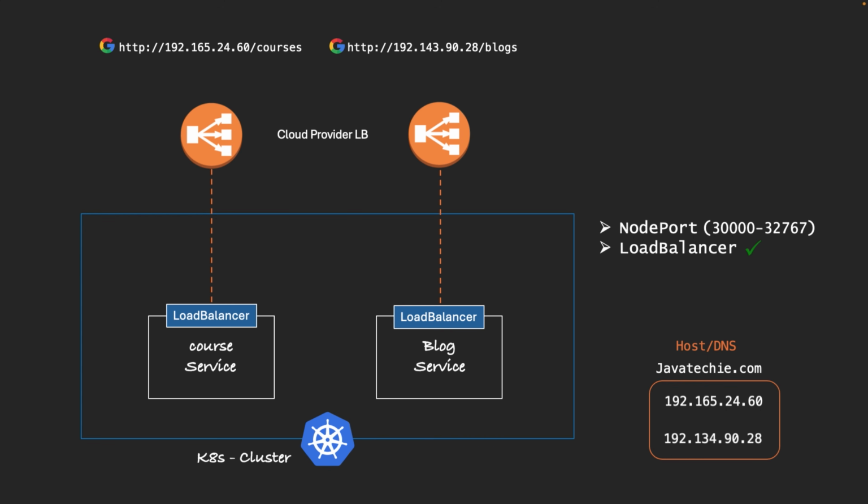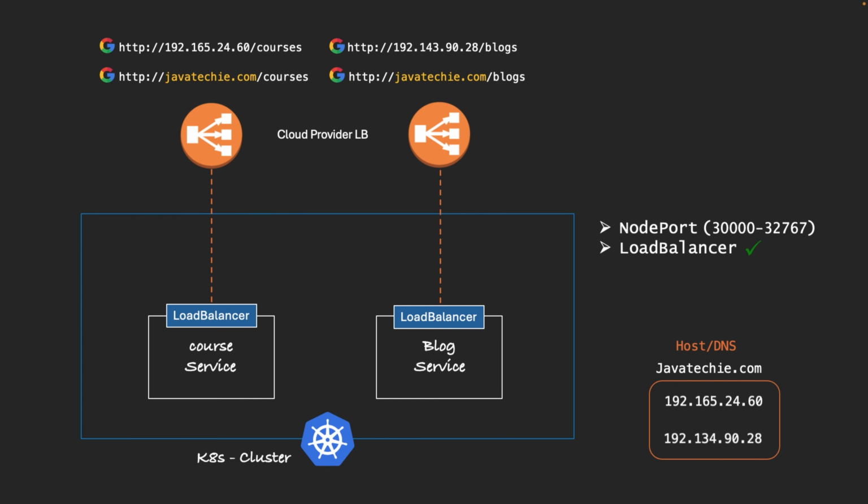Fine. Next, I can access the service using DNS instead of giving an IP address. I can directly give javatechie.com/course to access the course service, same for the blog service. It looks like it solves our problem, right?